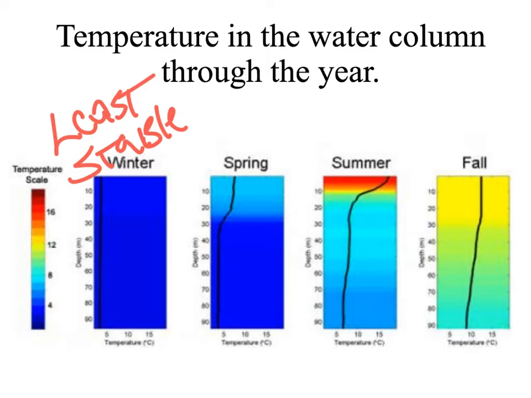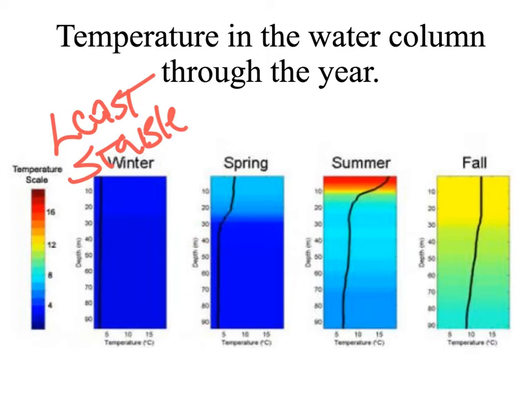Next, we look at the spring, and we can see that in the springtime we've got this lighter color at the top, much lighter green. The water column is beginning to warm at the surface, but it's still cool and stable down here.